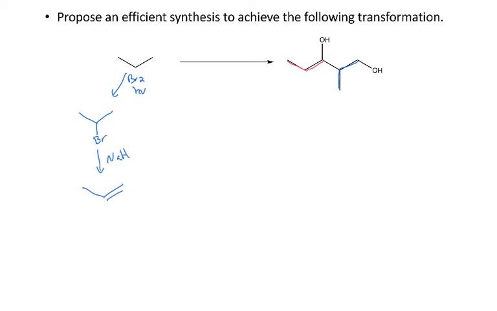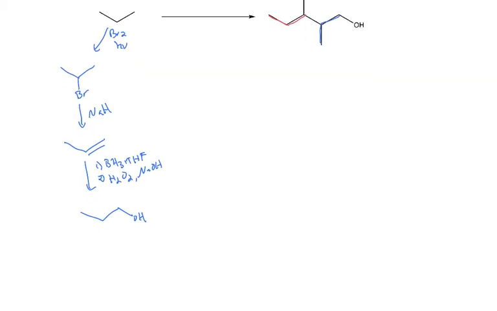Same way we did in the last example. Although now I need anti-Markovnikov addition. Okay, we need to oxidize this, but I have to be careful with the oxidizing agents I choose. I don't want to use sodium dichromate because that's going to take me all the way to the carboxylic acid. I want to get to the aldehyde. So these reagents should help me with that.